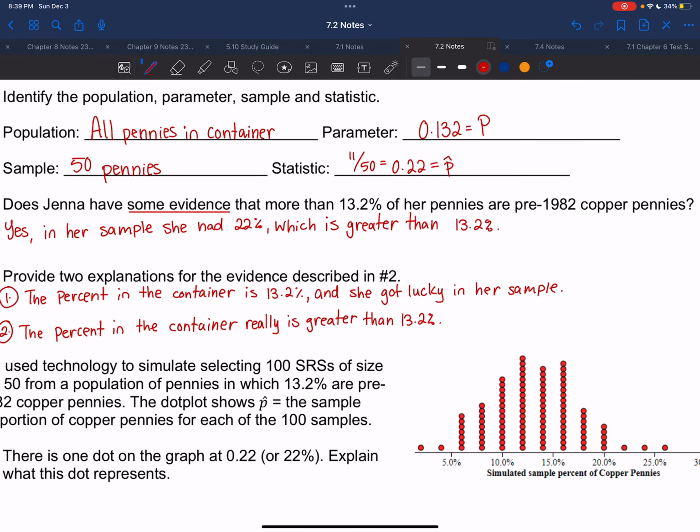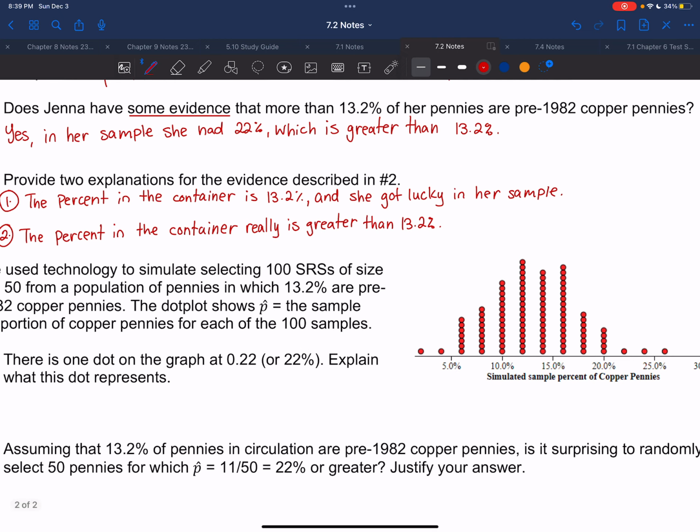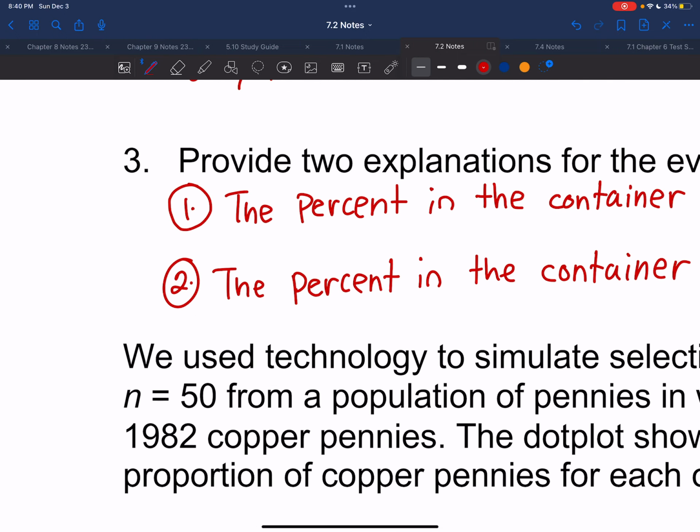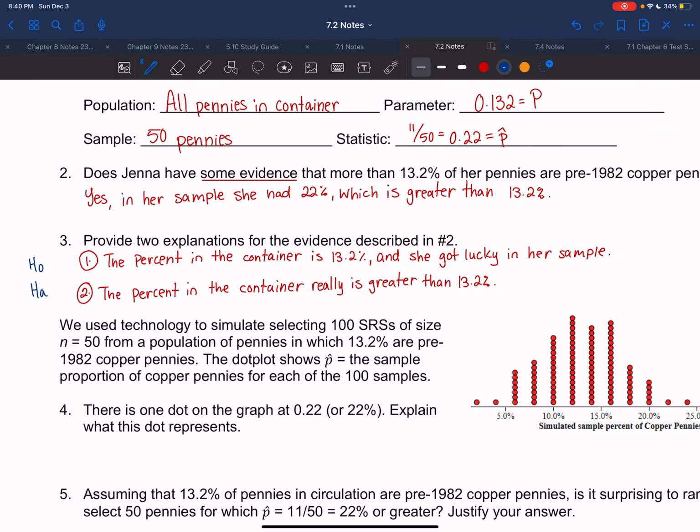Okay, so it's either that she got lucky and just got a bigger number than what she should have actually gotten, or the second possible reason is that the amount in the container actually is bigger than 13.2. All right. Now, later on, you might have heard of things called hypotheses in science class, but later on we're going to be talking about this. This would actually be our null hypothesis. This would actually be our alternative hypothesis. All right, so we're kind of breaking ground on what it means to conduct a hypothesis test in a statistics class.